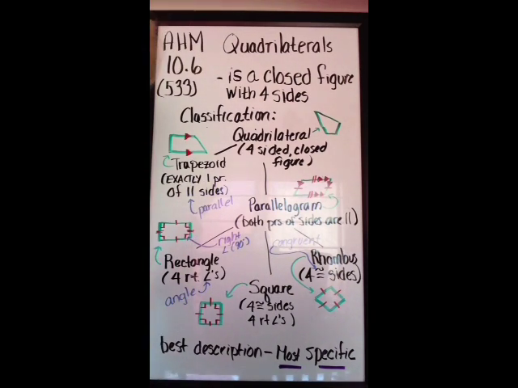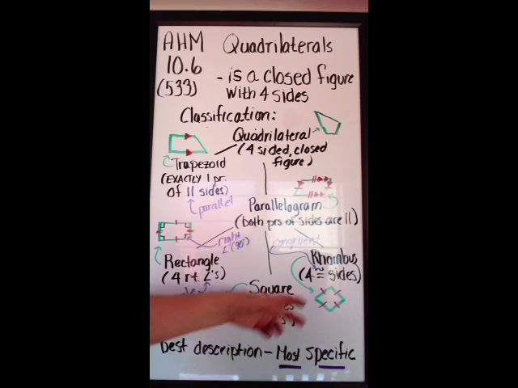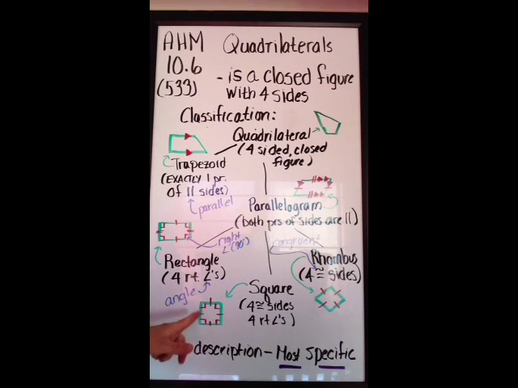If both of those conditions are true, if it has both four congruent sides and four right angles, it's a square. So squares have four congruent sides and four right angles. All right, so clearly you could call a square a quadrilateral. You could call it a rectangle because it has four right angles. You could call it a rhombus because it has four congruent sides. But the best description of any quadrilateral is the one that's most specific. Okay?